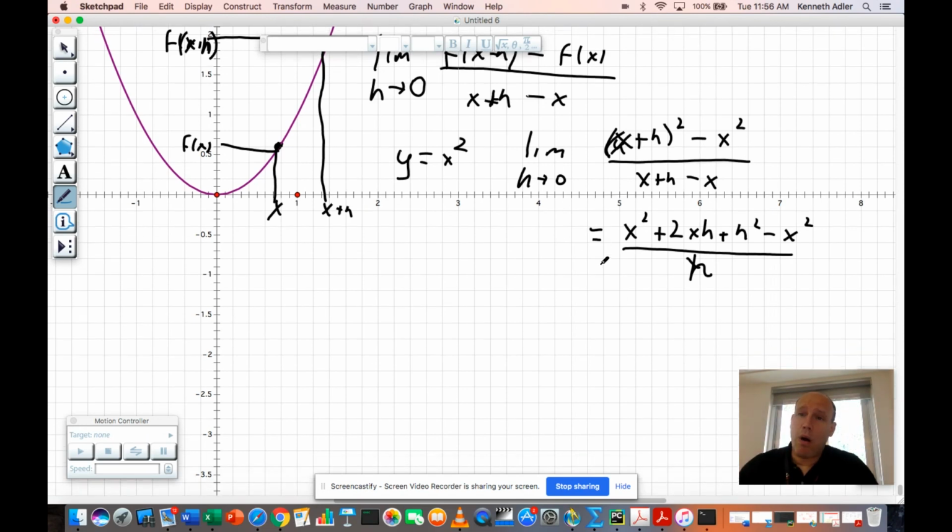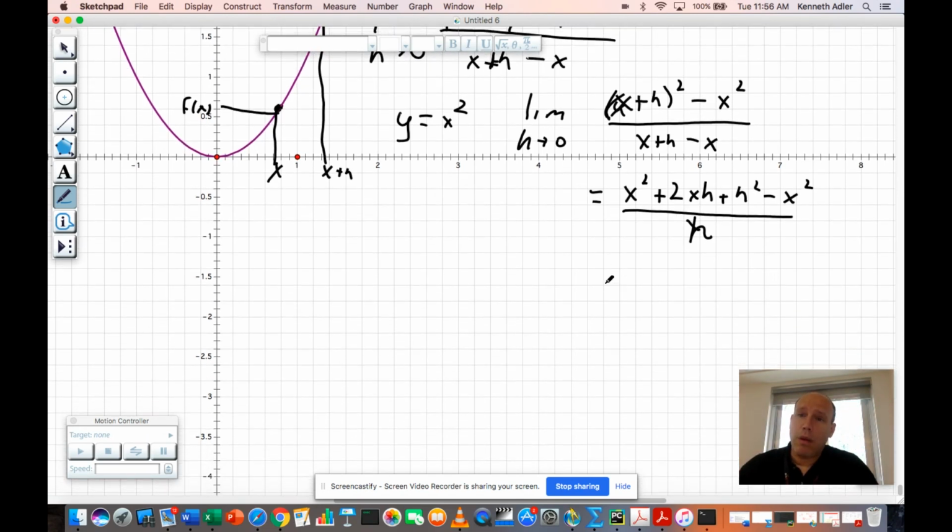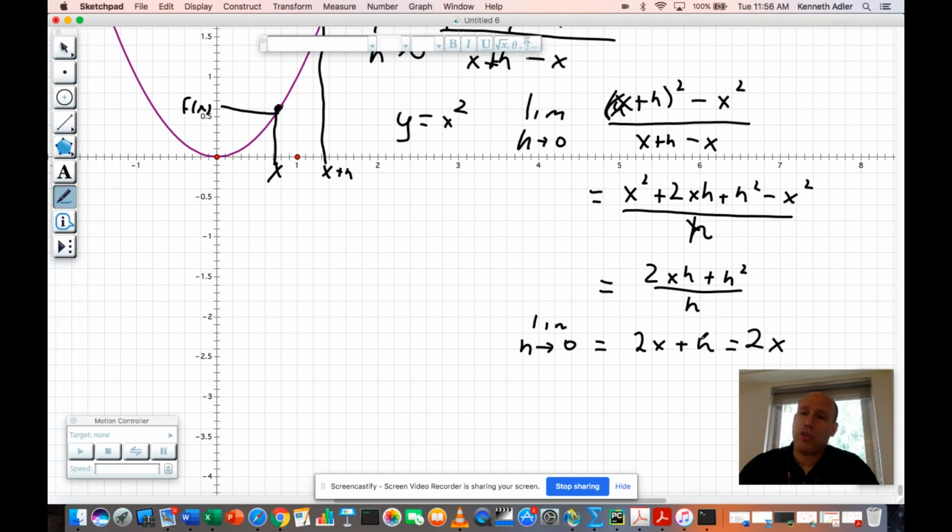We continue on. Now we have 2xh plus h squared over h. We cancel out the h's. We have 2x plus h. And then as h goes to 0, we see that the answer is 2x.